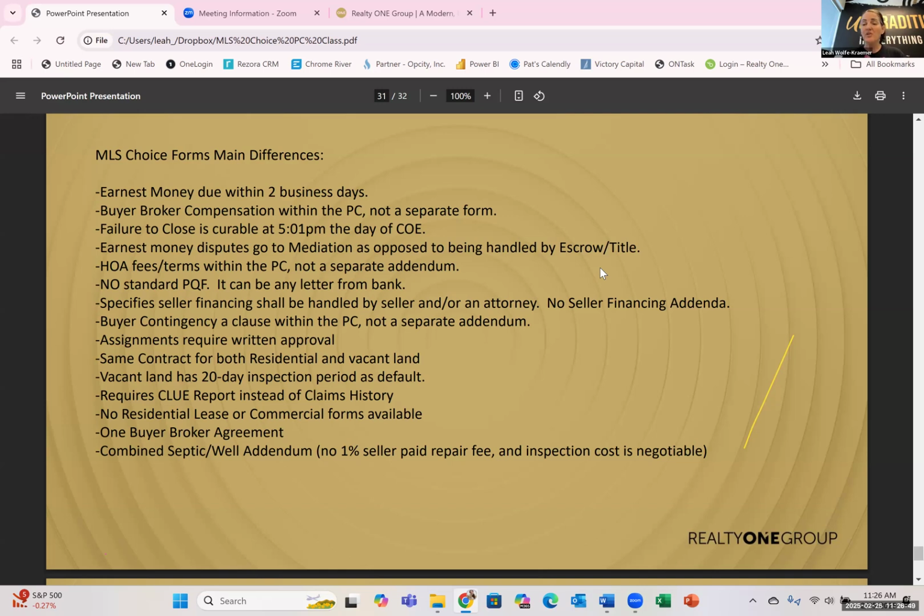There's only one buyer broker agreement. So with AAR, we have the two, right? We have the agreement to show and then the exclusive. This one just has one that you can set the different parameters within that same document. And then the combined septic well addendum.